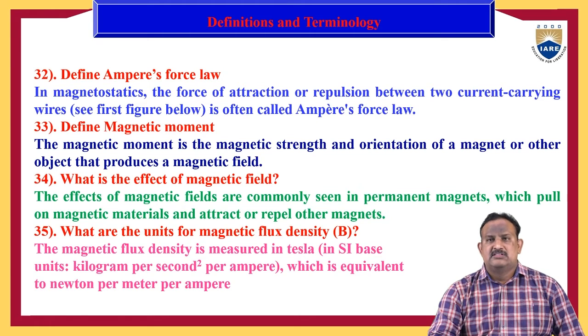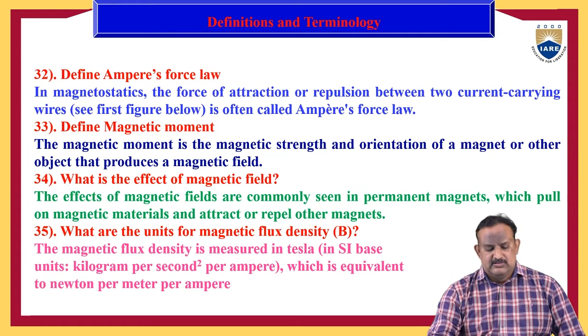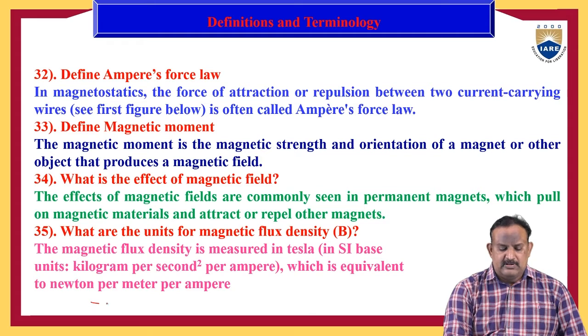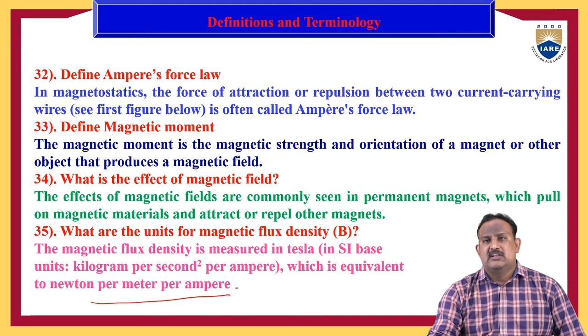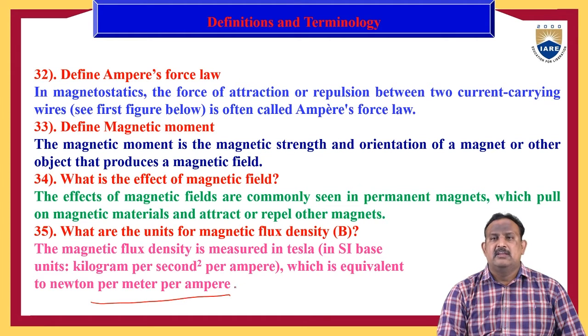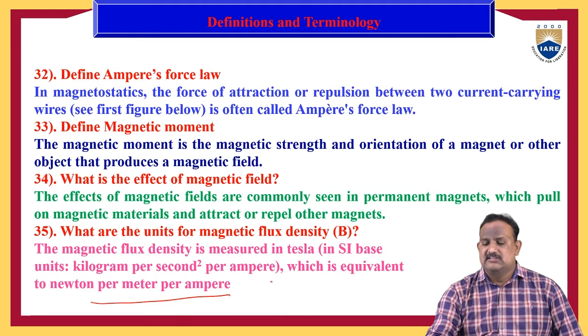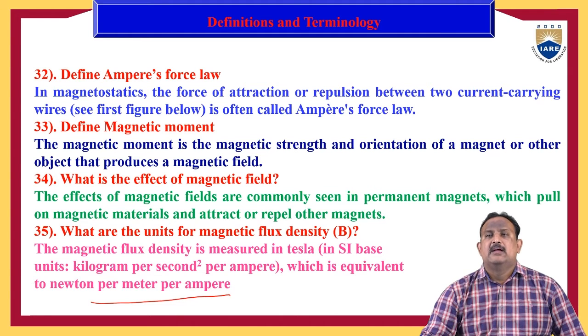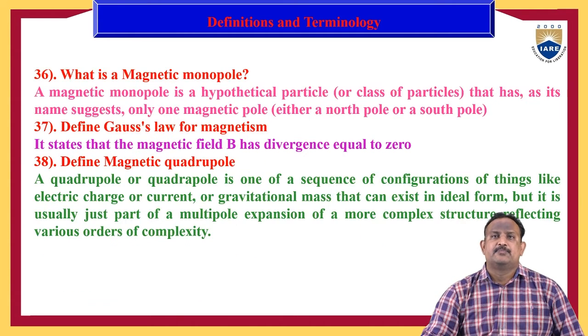What are the units for the magnetic flux density B? The units for the magnetic flux density B are Weber per meter square. The other one is Newton per meter per ampere. So there are two units for the magnetic flux density: Newton per meter per ampere or Weber per meter square.